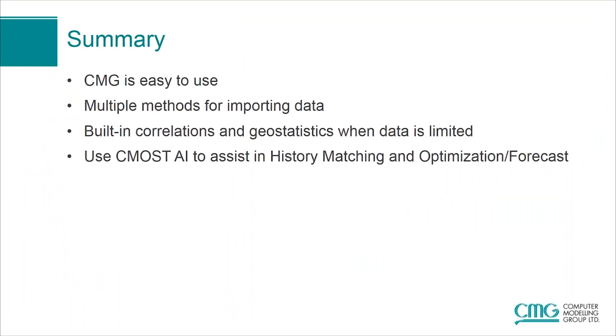So in conclusion, CMG can be very easy to use. We have multiple methods and wizards available within Builder to help import your data. In cases of geomodels, PVT, or relative permeability, when your data is limited, we also have built-in correlations and geostatistics to help you build your model. Once you have your model set up, use CMOST AI to aid in the history matching. And once you have your history match model, you can forecast that model to optimize the net present value of your field. Thank you, Jeremy.